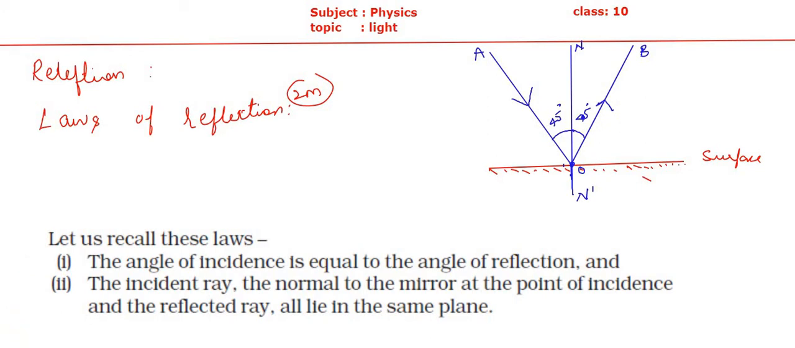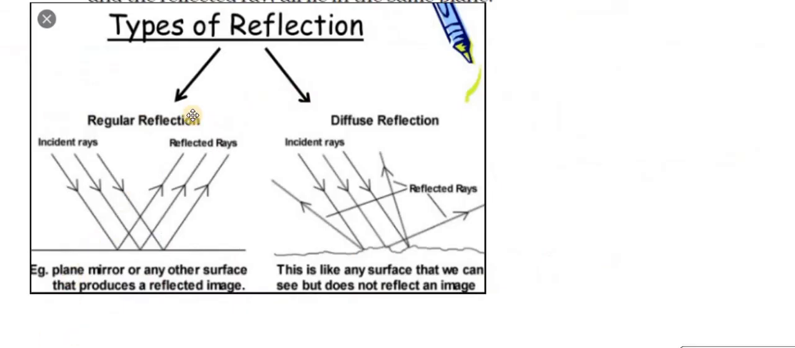Okay, so next we'll move to the types of reflection. There are two types of reflection. One is regular reflection, and another is called diffuse reflection. You can write it as irregular reflection.